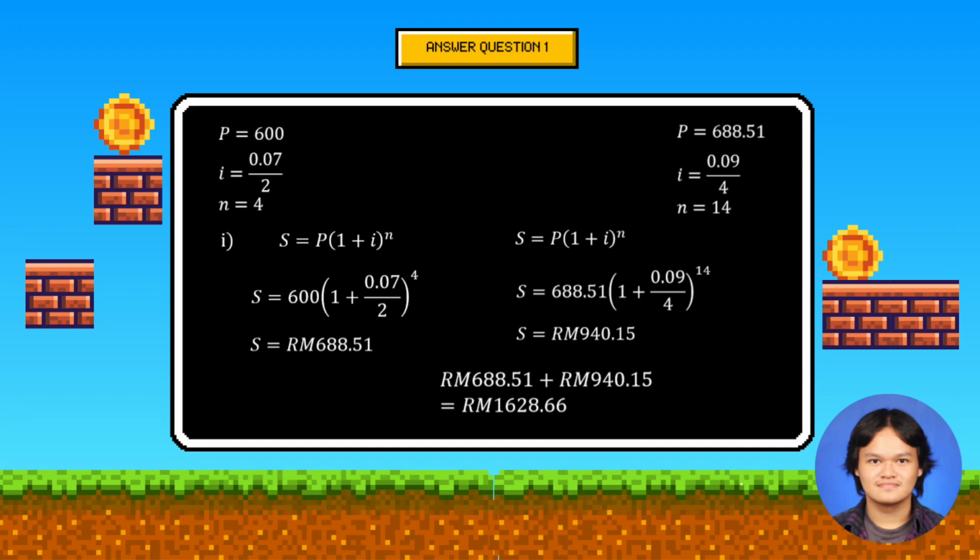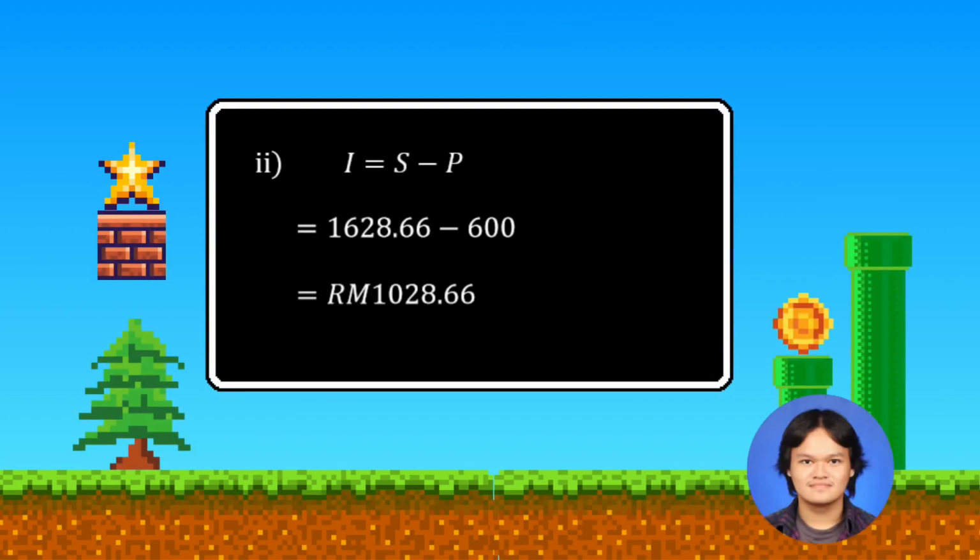So the accumulated amount for the whole 5 years and 6 months is 688.51 ringgit plus 940.15 ringgit equals to 1,628.66 ringgit. Alright, let's move on to the second Roman. So the formula that we will be using is I equals to S minus P. So S is 1,628 ringgit 66 cent minus P, which is 600. So the answer that we will get is 1,028 ringgit 66 cent.